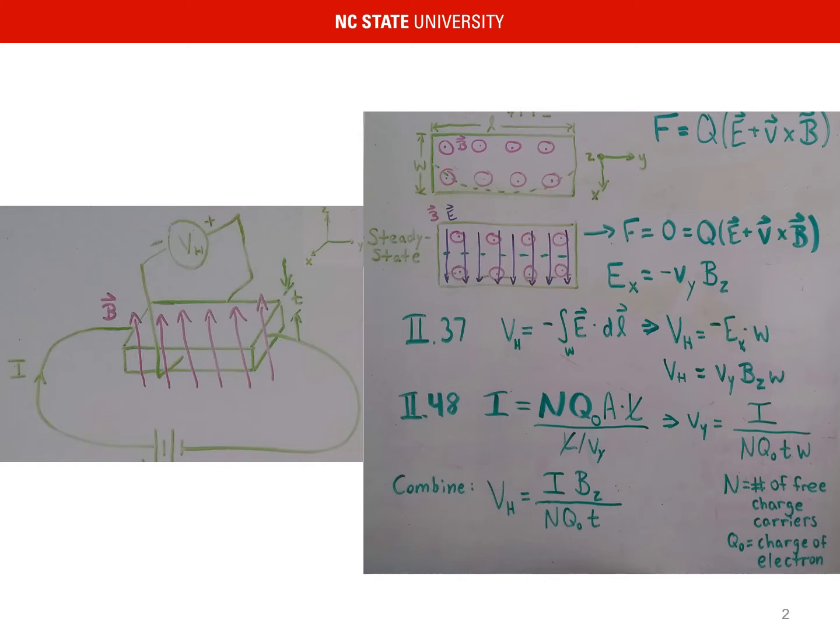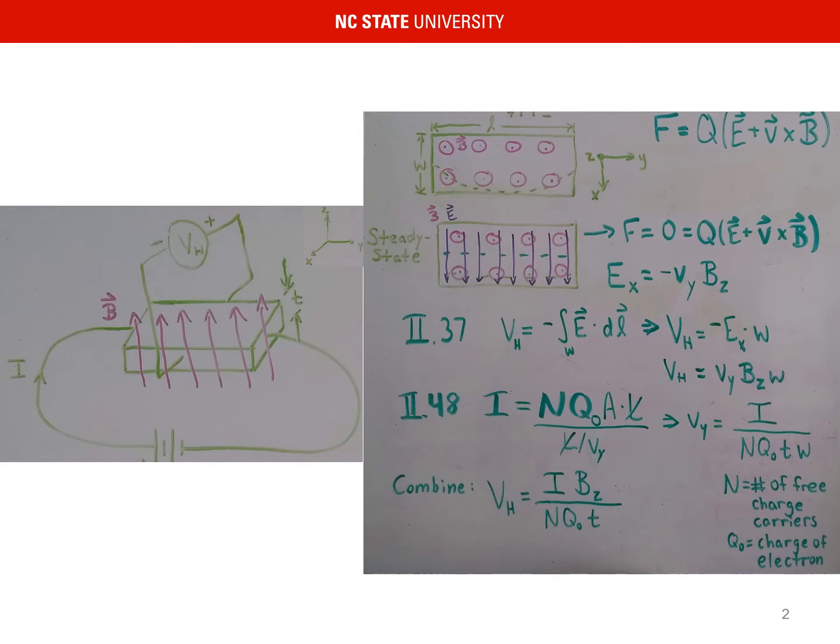Once the circuit is turned on, the charges flowing through the conductor are deflected by the magnetic field until a steady state condition is reached, where the charge buildup on one side of the conductor has produced an electric field, which counteracts the magnetic force to result in a zero net force on new charges flowing into the conductor. At this steady state condition, force equals zero, and we can solve for electric field in the conductor.